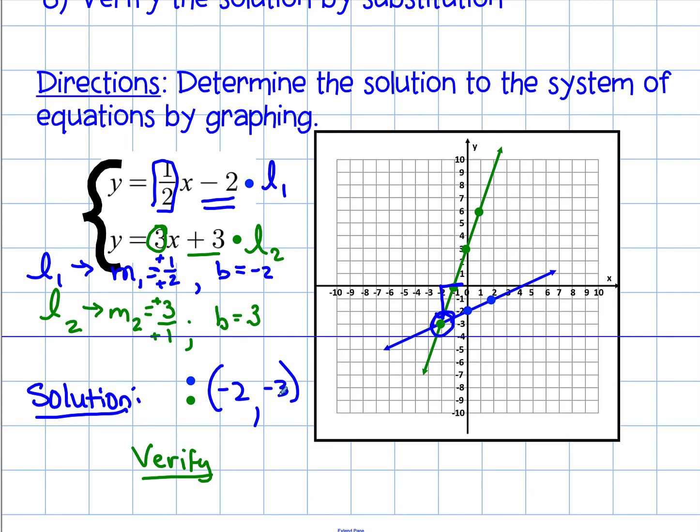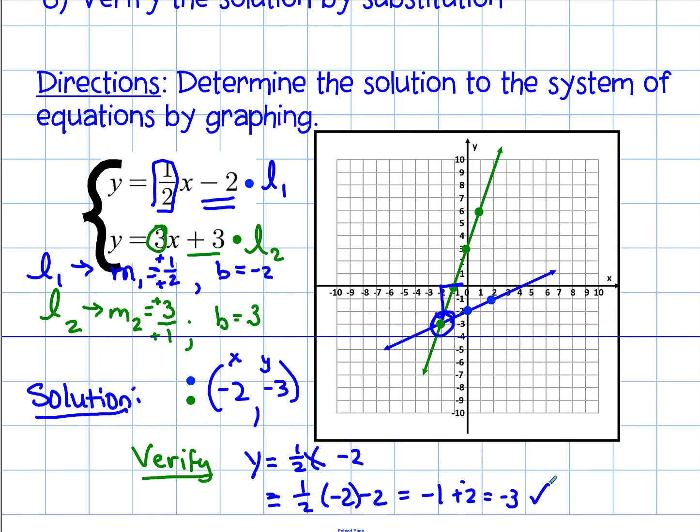So now let's see if it actually solves our equation. Our equation for line 1 is y = 1/2 times x minus 2. If this is a solution, and I replace the x with -2, because remember, this is my x and this is my y, I should get -3. So half of -2 is -1. Remember, -1 take away 2 means add the opposite. -1 plus -2 is -3. So it does work for line 1.